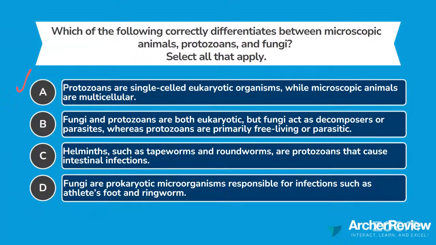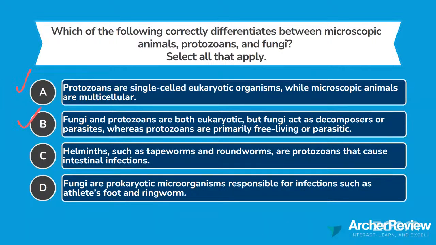Okay, the other correct answer was B. Fungi and protozoans are both eukaryotic, yes, but fungi act as decomposers or parasites, whereas protozoans are primarily free-living or parasitic. Yes, remember protozoans are single-celled organisms that can exist in lake water, pond water, but they can also act as parasites, like we saw with the Plasmodium species in the mosquito, causing malaria. Okay, so that's an example of that.